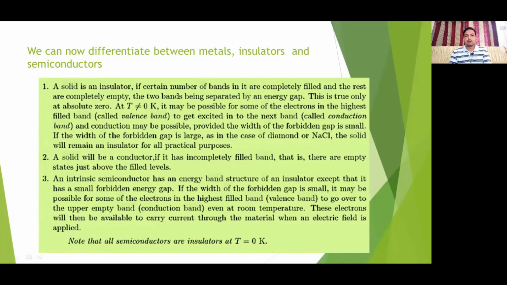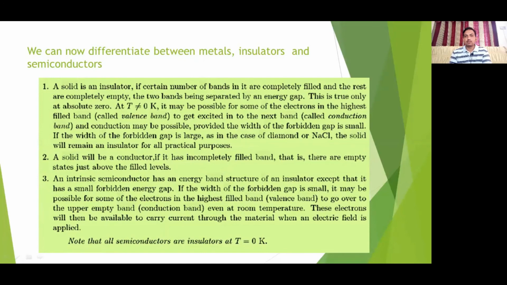So now we discuss conductors. A solid will be a conductor if it has incompletely filled bands. In an insulator, you have completely filled or completely empty bands. In conductors, you have partially filled bands. That is, there are empty states just above the filled level. So the bands have a slight number of electrons there, so there should be some conduction.